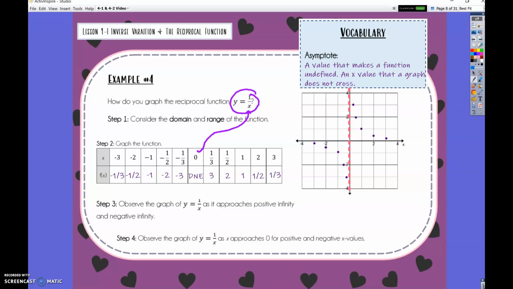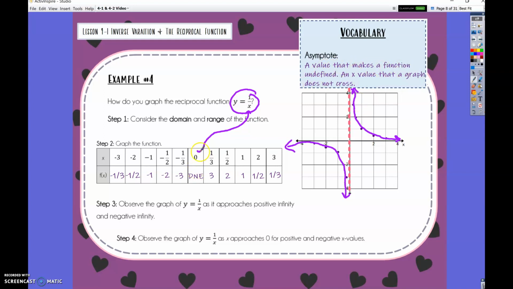When I did that, you'll notice that this graph has these little purple dots, and it kind of rides out through here, and then also right down here. You'll notice this weird behaving thing at the line at x equals 0. It's what we call an asymptote. It's a value that makes a function undefined.